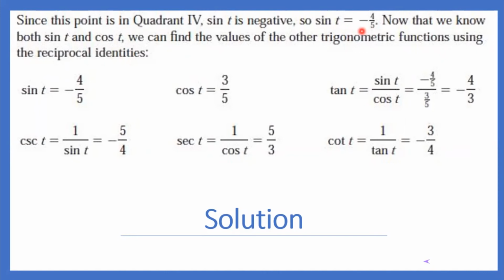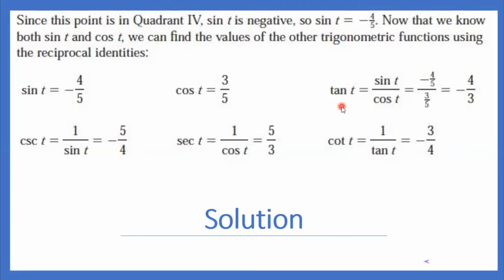Okay. So now we already know the values of sine t and cosine t where the point lies in quadrant 4. So we can now find the values of the other trigonometric functions using the reciprocal identities or the fundamental identities that we have discussed earlier. So we have sine t equal to negative 4 over 5 because the point lies in the fourth quadrant. Cosine t is equal to 3 over 5. This is given. Then tangent t.